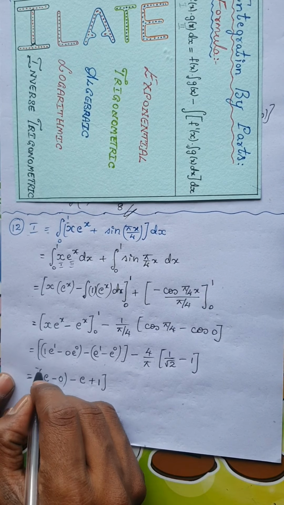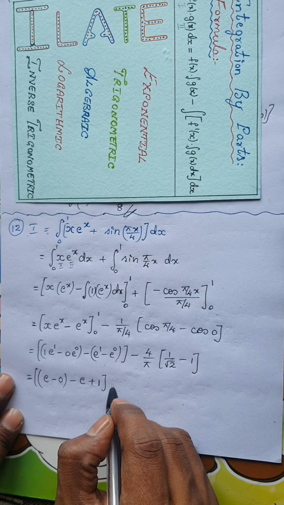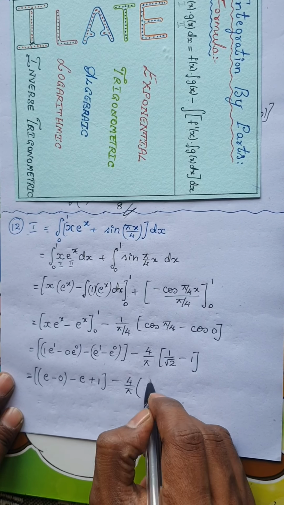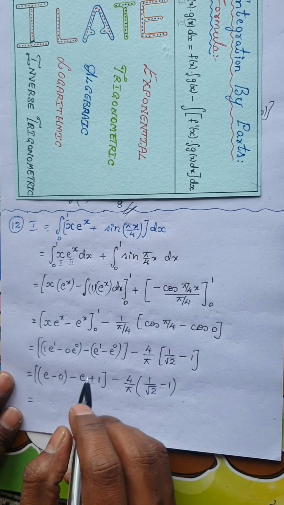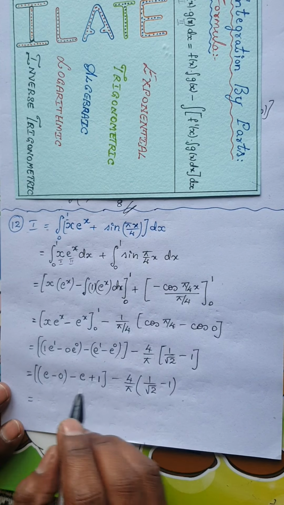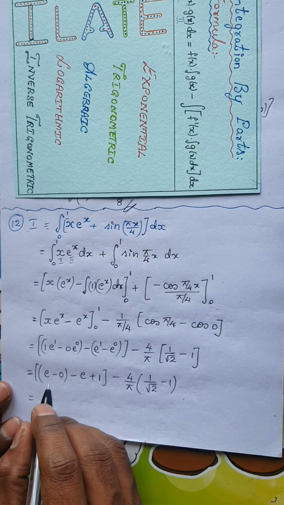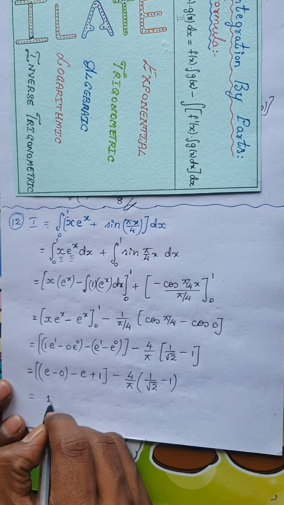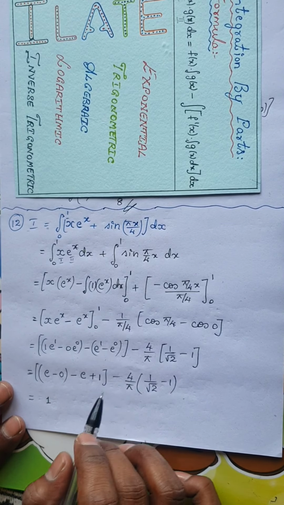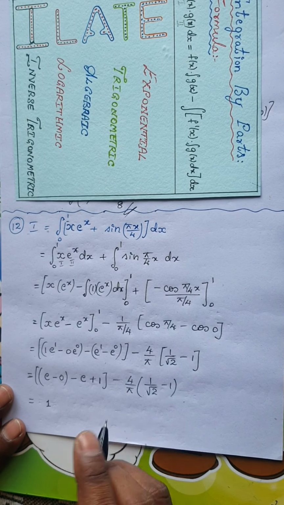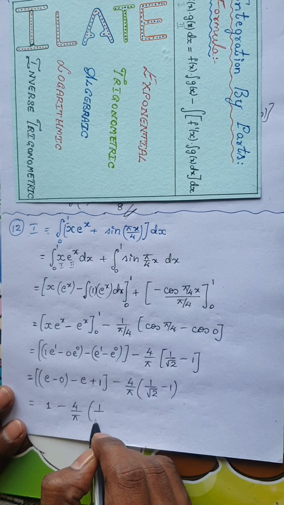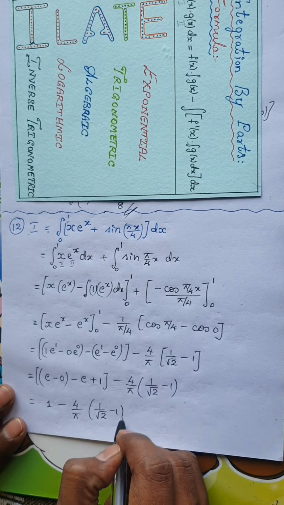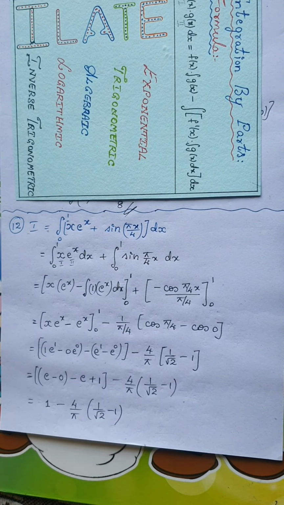Right. Now I have minus of 4 by pi into 1 by root 2 minus 1. If you remove the terms here, your e and minus e get cancelled, and you are just left with 1. Now if you want to take this minus as it is, write it as it is, that is better. So it is 1 minus 4 by pi into 1 by root 2 minus 1. This would be the final answer.